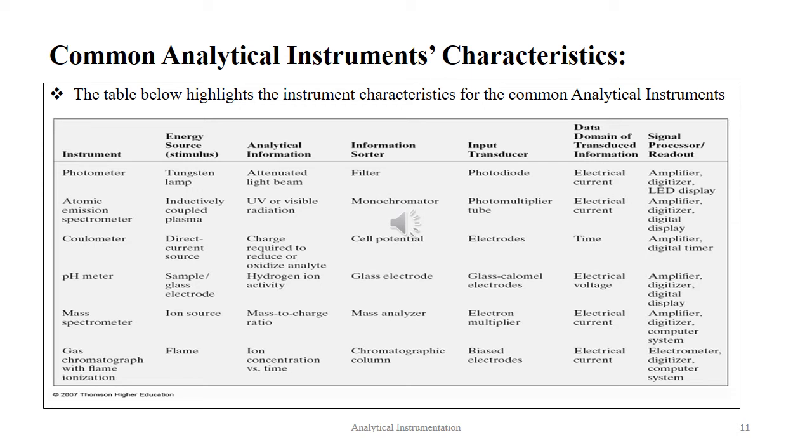For gas chromatography with flame ionization, flame is the energy source. Ion concentration versus time is the analytical information. Information sorter is chromatographic column. The input transducer is biased electrode, and the data domain of transduced information is electric current.